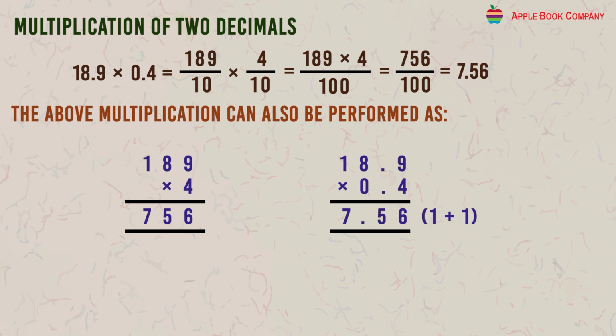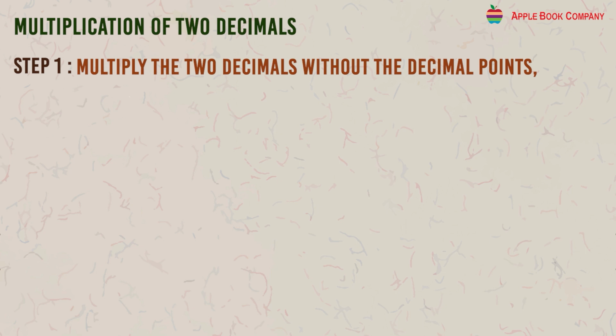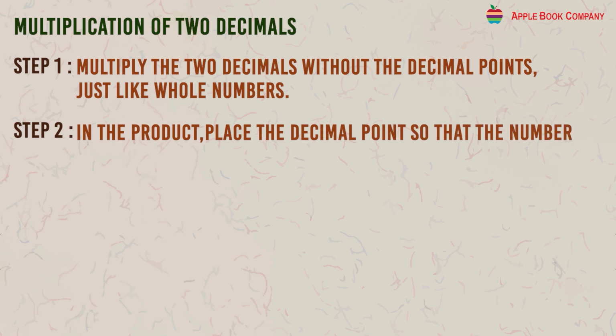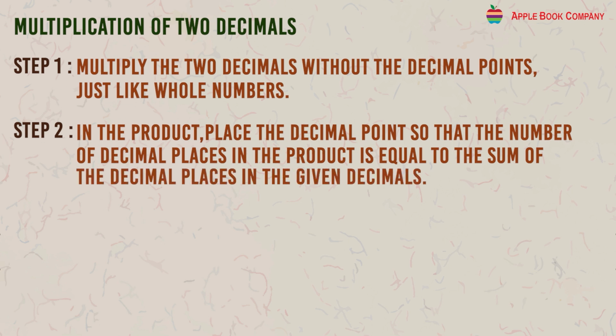Thus, to multiply two decimals, we follow the following steps. Step 1. Multiply the two decimals without the decimal points, just like whole numbers. Step 2. In the product, place the decimal point so that the number of decimal places in the product is equal to the sum of the decimal places in the given decimals.